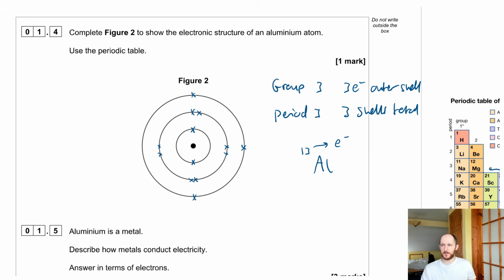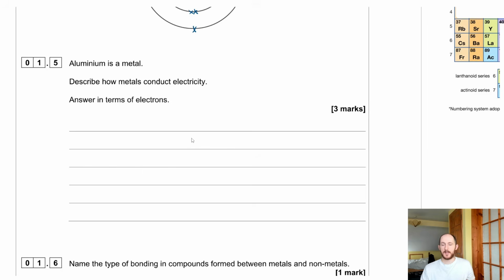So hopefully that helps a little bit in terms of using the periodic table. Find the group, find the period, and you can sketch any atom. I would recommend practicing this. This is a really good 3 marker.